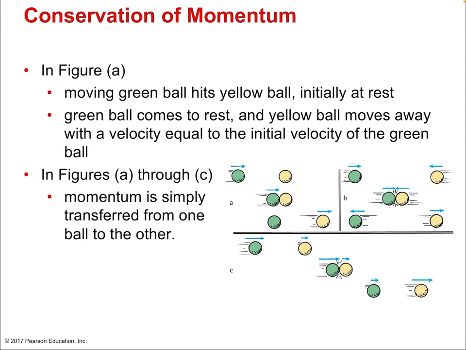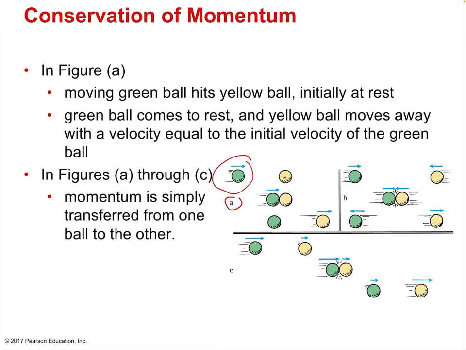So let's look at a case here. In figure A, we have a moving green ball that hits a yellow ball initially at rest. See how the yellow ball starts at rest? When the green ball comes to rest, the yellow ball moves away with a velocity equal to the initial velocity of the green ball. So they come together and trade places. See how the green one's left behind and the yellow one takes off?